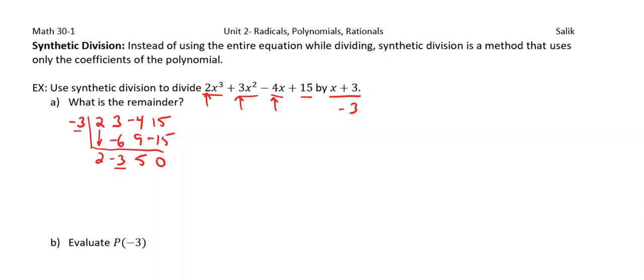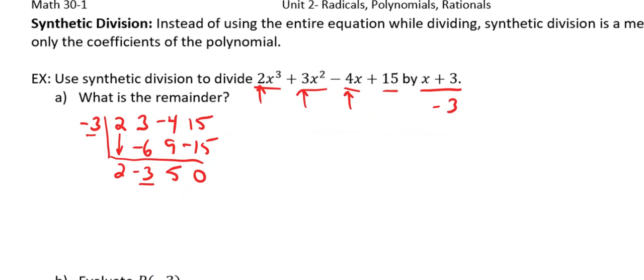So what did we just find there? Remember when we were looking at this, this first spot was our x cubed term. This was x squared, this was x, and this was our constant. Now, what happens when we do this is it's going to start with the constant, the number on the end. So this would be our constant, this would be our x term, and this would be our x squared term.